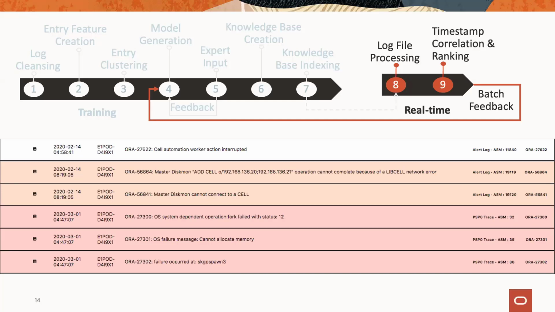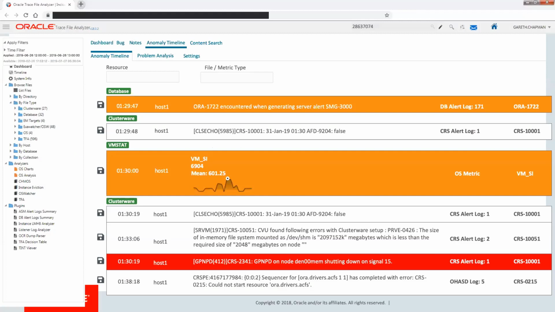But not just that, you take it to the next level and you can actually merge different kinds of data. As you can see, this is failures coming from 3 different components: there's database, there's clusterware, and there's VMstat data. So you're trying to simultaneously take 3 different metrics and highlight these faults in a sequence, in a timeline where you can make sense of it.